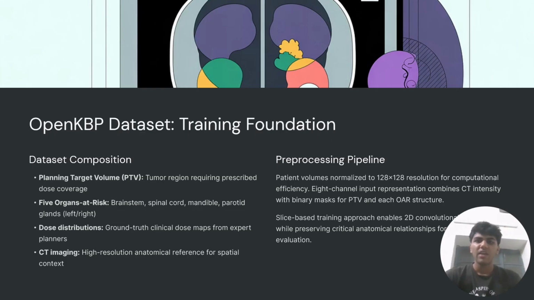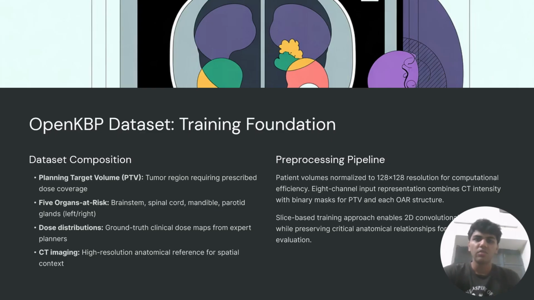To train our beam angle optimization model, we use the OpenKBP dataset, which serves as an open benchmark for radiotherapy dose prediction and optimization tasks. It is one of the most comprehensive public datasets in this domain and can also be found on Kaggle, and provides all the necessary clinical components for developing and evaluating learning-based planning systems.